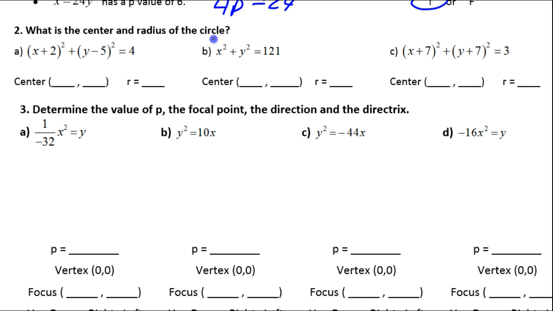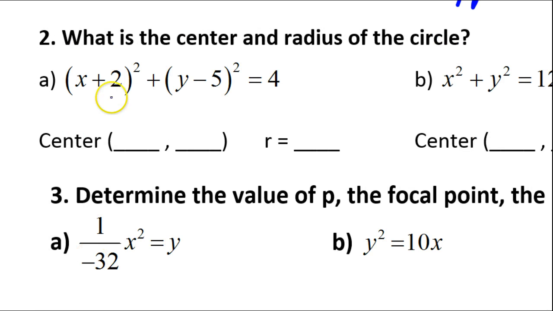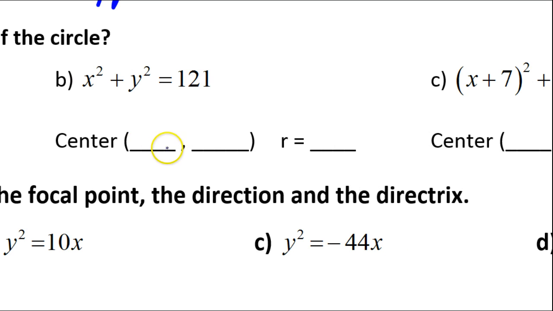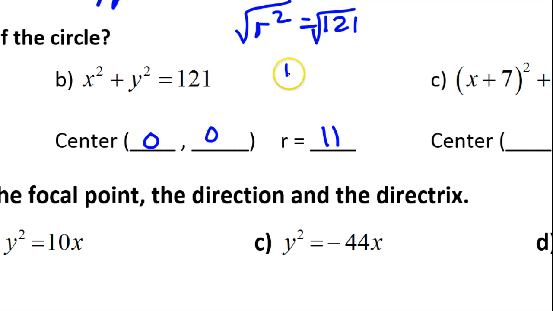Number 2, what is the center and radius of the circle? Well, it's going to be the opposite of each of these. So it's going to be -2, 5. And then this is the radius squared, so we'll take the square root and get 2. Looking at b, there's nothing added or subtracted inside of here, so this must be 0, 0. And the radius is going to be 11. This is the radius squared, so the radius squared is 121. To find the radius, you have to take the square root.